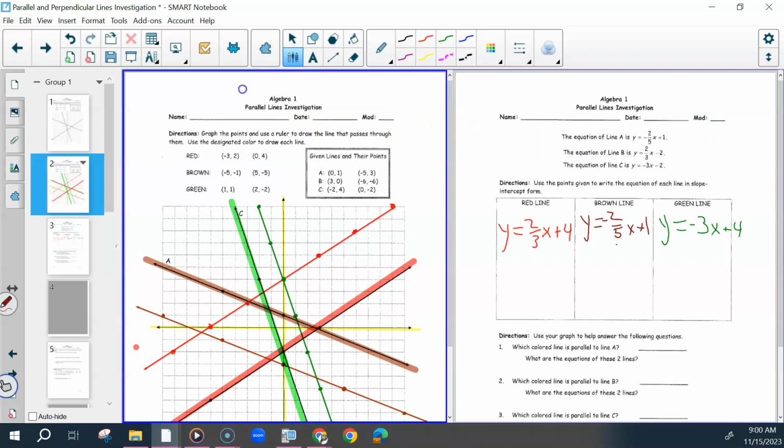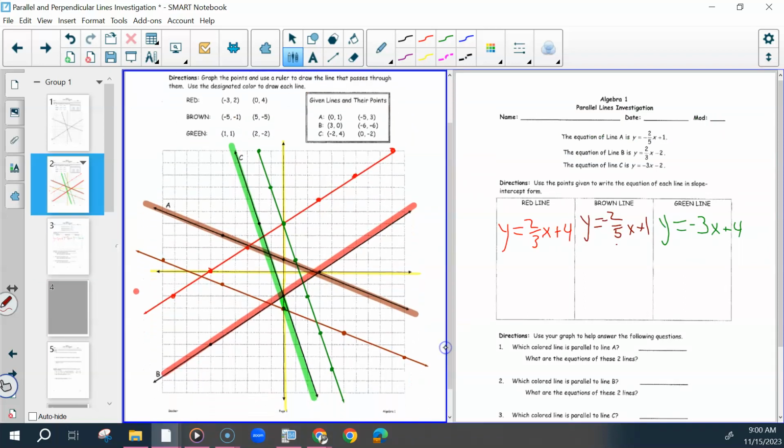They're like right across from each other. I'll give you the formal definition here, but which of these look like they're across from each other or near each other? If we were comparing, we're looking for which colored line is parallel to line A. So line A is this one. Which one looks like it's right across from this one? The brown one. So that would be your answer to number 1, brown.